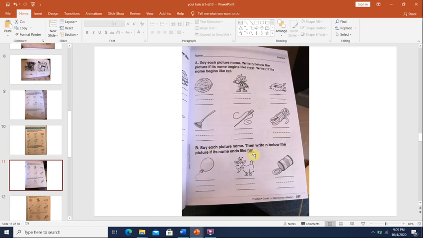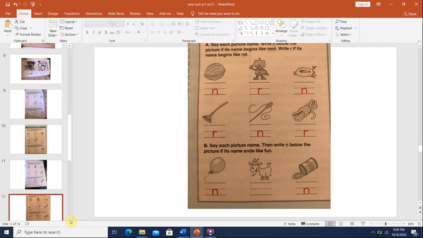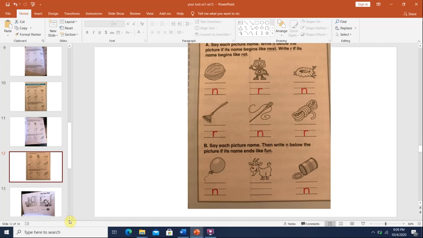N sounds like fun. Here is balloon. Balloon ends with N. Okay? Here, goat. Does it end with N? No. It ends with T. This is a can. Can. Does it end with N? Yes. So we'll be writing N here because balloon ends with an N sound, and here N because can ends with an N sound. Right? Okay. Here are the answers.